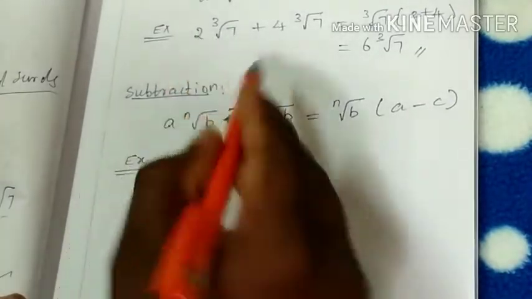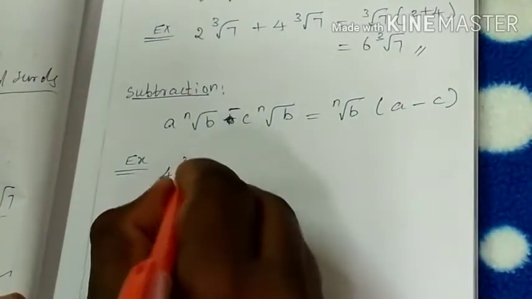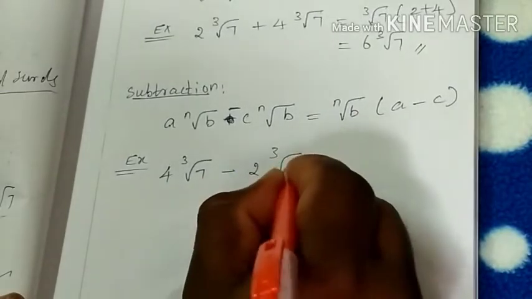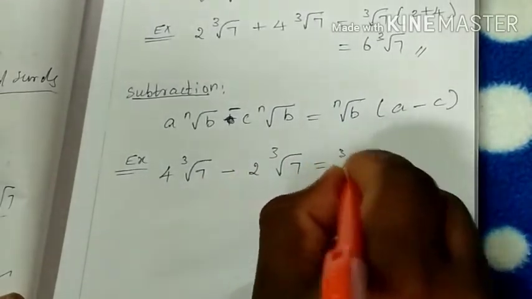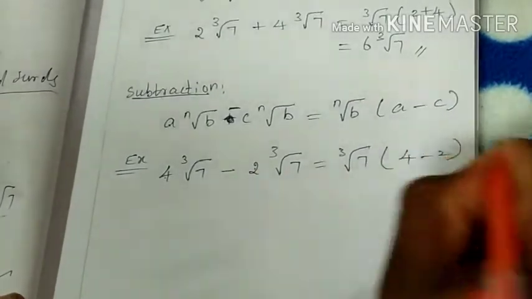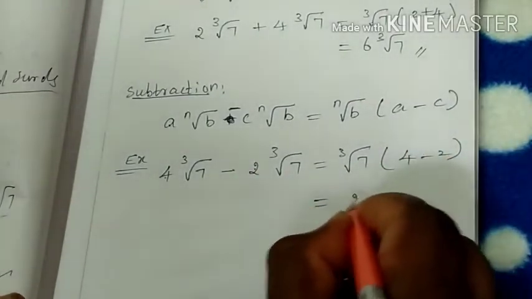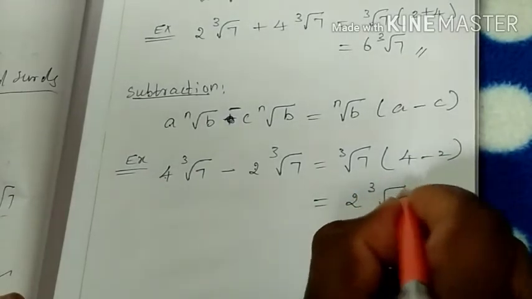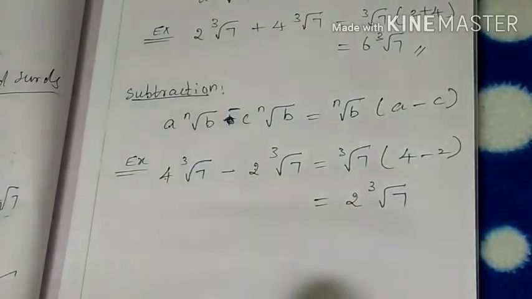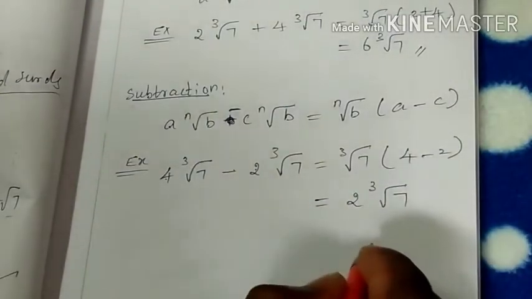So the example, taking the same example, 4 into cube root of 7 minus 2 into cube root of 7, which is equal to, the cube root of 7 is common, then 4 minus 2. 4 minus 2 is what? 2. So 2 into cube root of 7. This is the subtraction property.